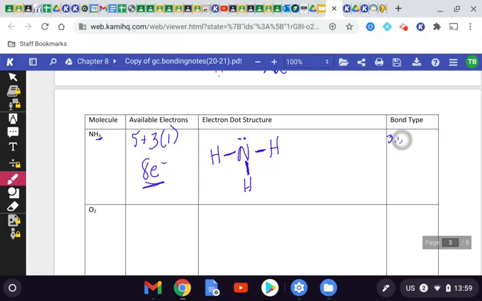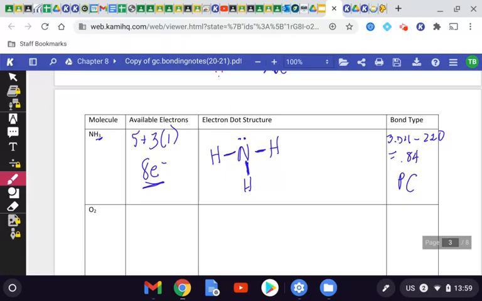Looking at bond types for this one, let's see here. Nitrogen is 3.04. Hydrogen is 2.20. That falls to be 0.84. Anything between 0.4 and 1.99 is a polar covalent bond type. So that guy there would be polar covalent.